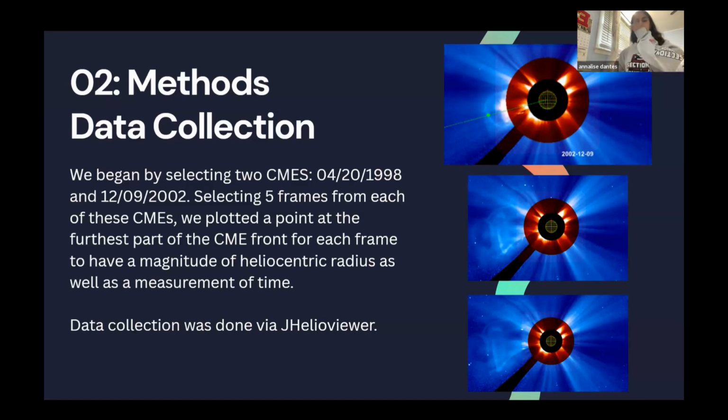So what I did was I selected 5 frames of images from each of these CMEs that tracked its progression as it propagated through the heliosphere. And I plotted a point at the furthest part of the CME front from the sun for each frame, which you can kind of see in the picture I have on top. I drew a line that followed the path of motion for the CME.